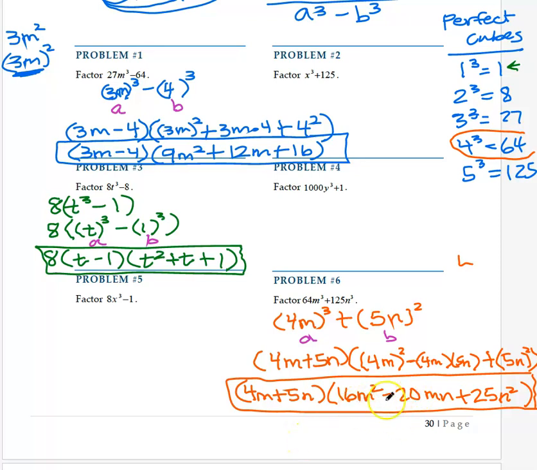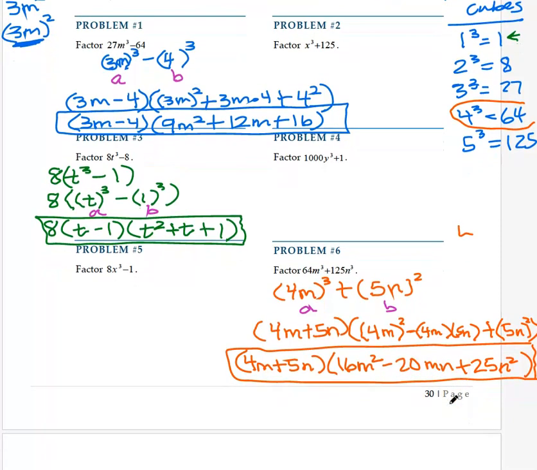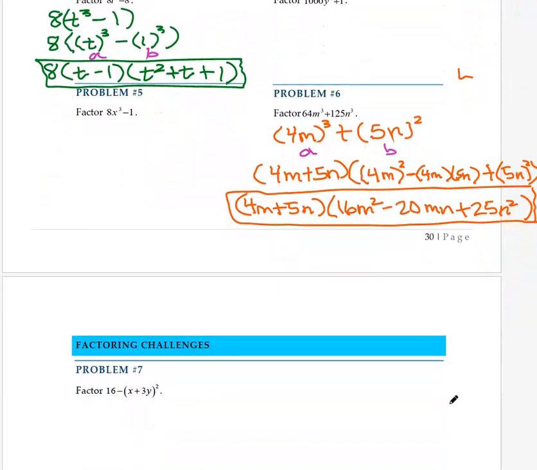Okay. And sometimes the students wonder about this middle term right here. Like, do I have to write it as mn? You could write it as negative 20nm, the other way around, but usually in math we try and put things in alphabetical order just to keep things organized, but the homework will accept it either way. So it's just a way we do things.